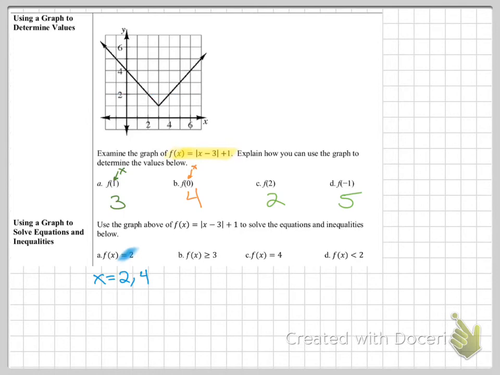B, f of x greater or equal to 3. It's still giving me the y value. So a y value of 3.